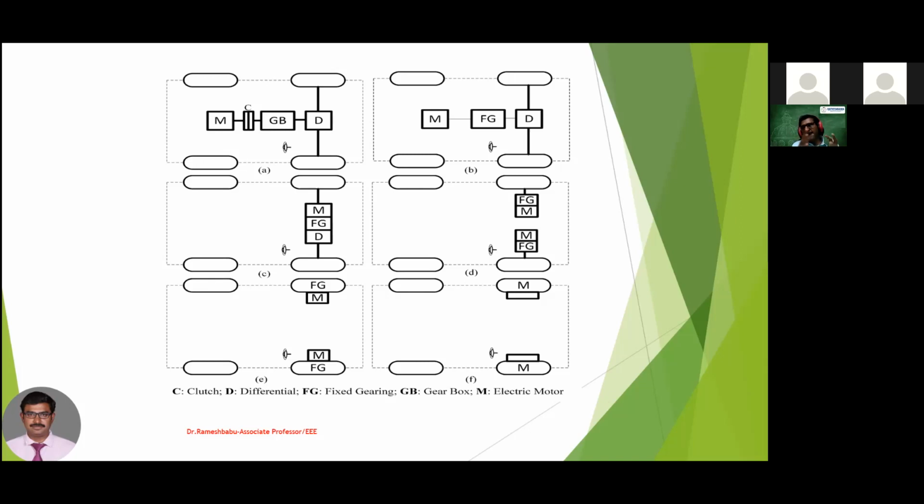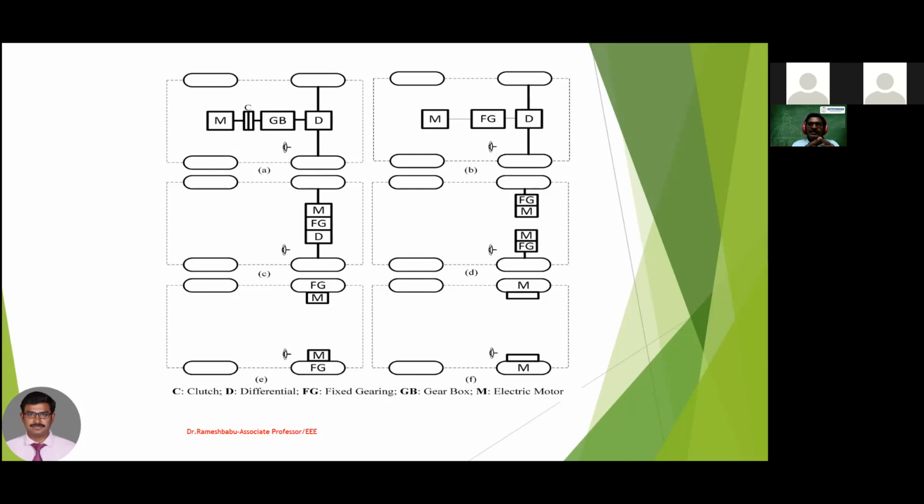A motor is going to give mechanical power, then there is a clutch, then a gearbox, and there is a differential. So what is the use of the differential here? That's the main thing actually. If you want to operate the wheels at different speeds, suppose the right side and left side wheels are there, both wheels can be operated at different speeds. For that, a differential may be used.